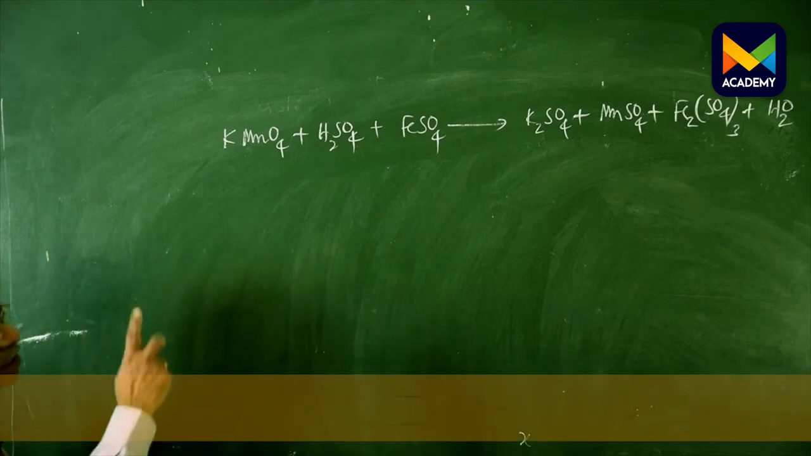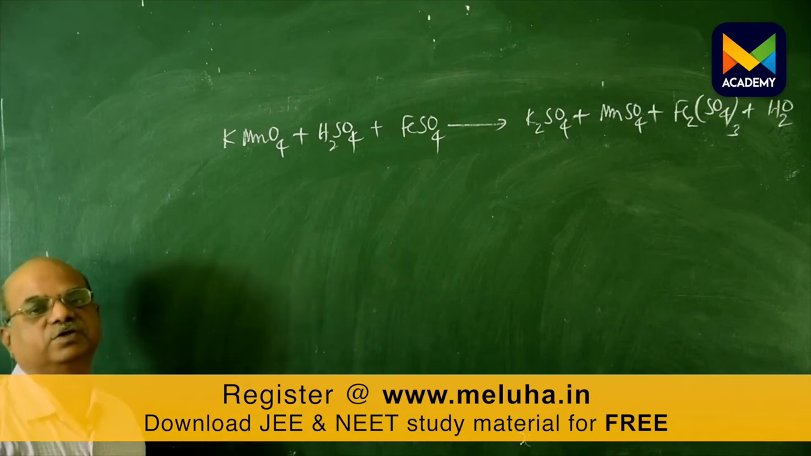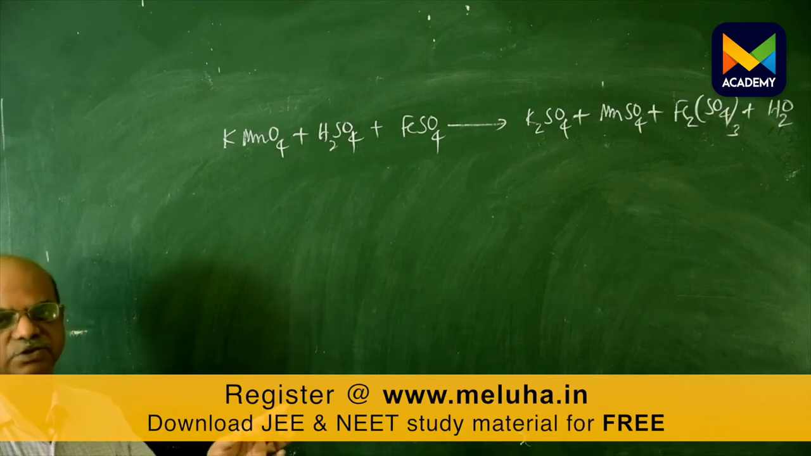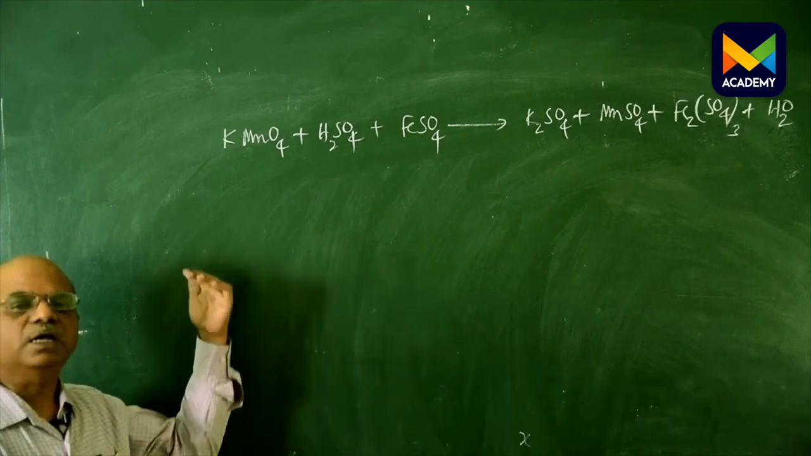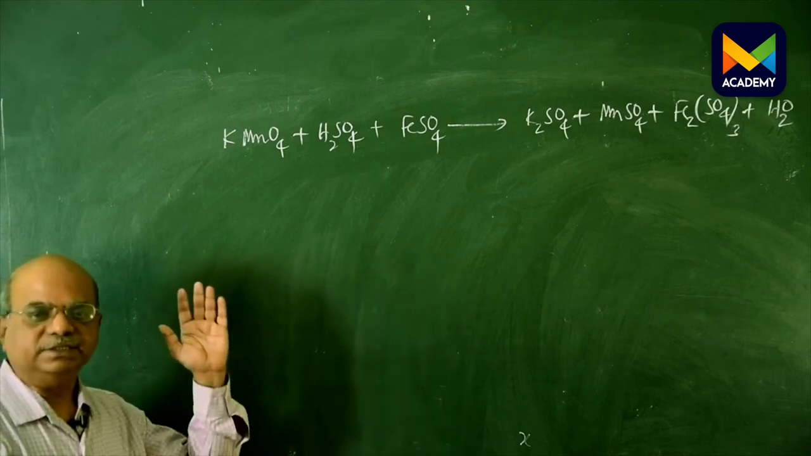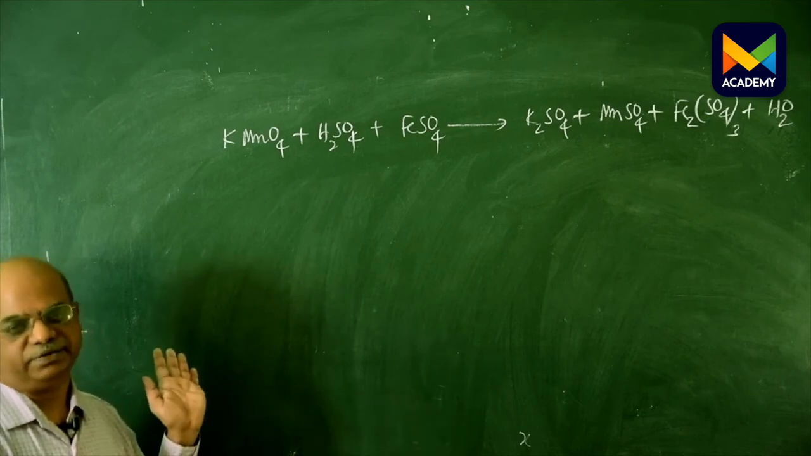So first we need to identify the two elements that change their oxidation state and find out the mole ratio of the two species changing their oxidation state. Using that mole ratio, first we have to balance all other atoms other than hydrogen and oxygen. After balancing other atoms, then we have to finally balance oxygens and finally hydrogens.